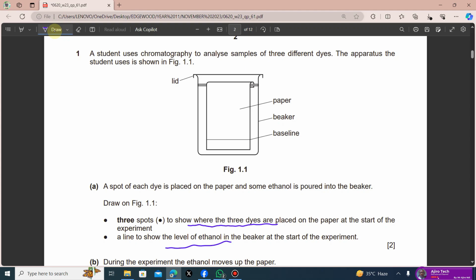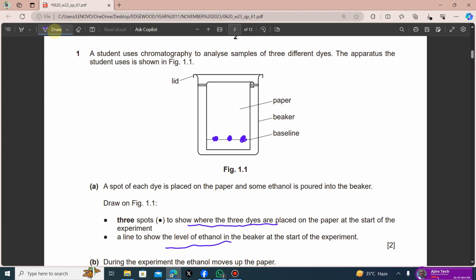Now, the 3 spots should be on the baseline, so we can just put the 3 spots right here. So this is the first spot, the second spot, that has to be properly spaced, and this is the 3rd spot. So that is for the first question there that has been answered. You could make the 3 dots and make sure they are on the baseline.